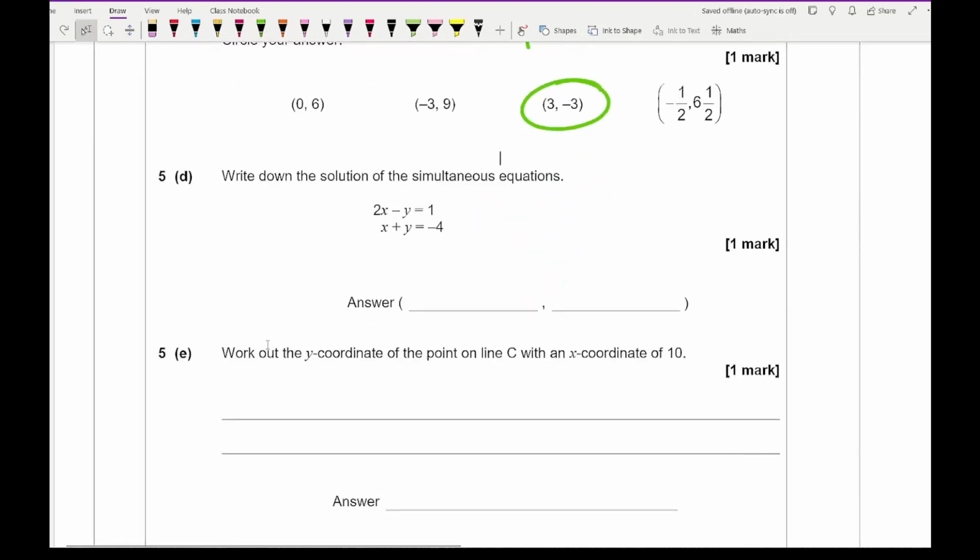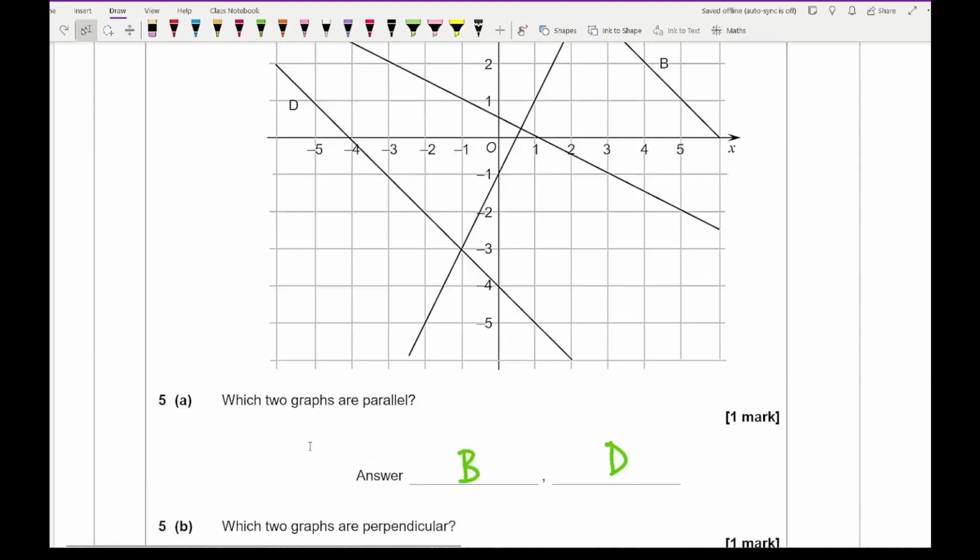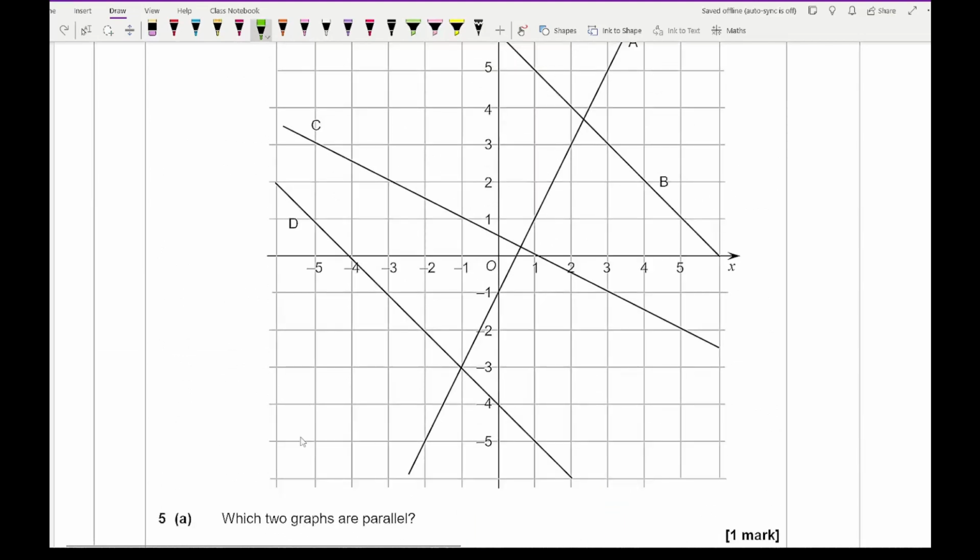Then for 5d, it says write down the solution of the simultaneous equations 2x minus y equals 1 and x plus y equals minus 4. Now this top equation rearranged, I don't know why I've tried to cross it out, let me just highlight that. This is basically equation A, and this is a rearrangement of D. So what I'm looking for is the intersection point of A and D. A and D meet at this point here, and the coordinate is (minus 1, minus 3).